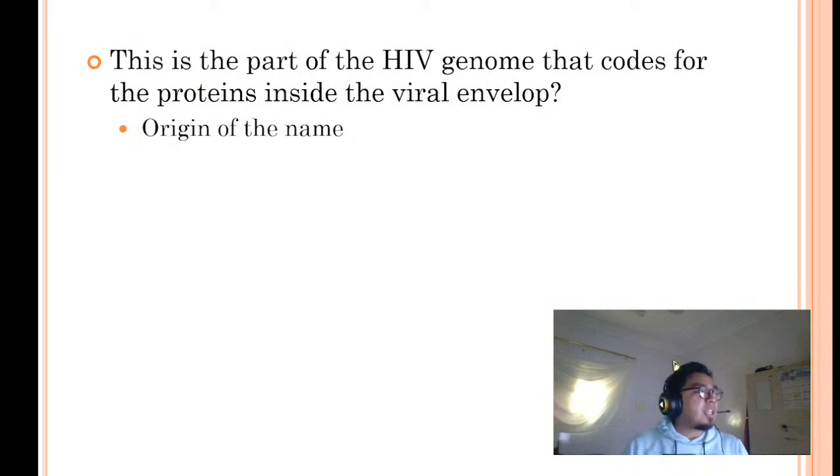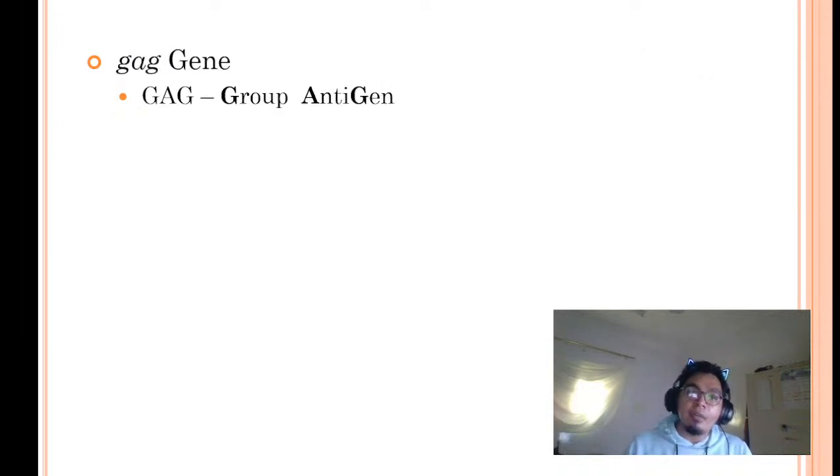What part of the HIV genome is this? This is the part of the HIV genome that codes for the protein inside the viral envelope. This is known as the Gag gene. Gag stands for group antigen. Group antigen. Gag gene. All right.